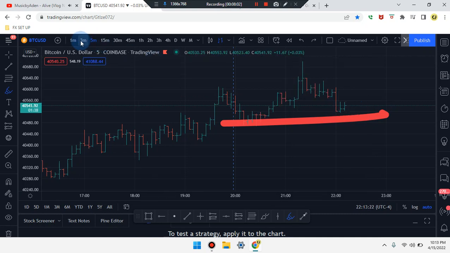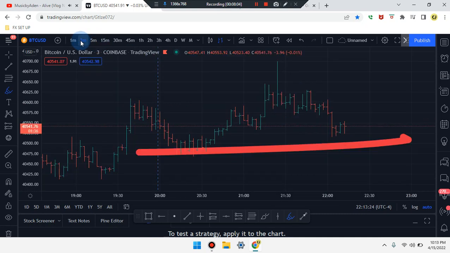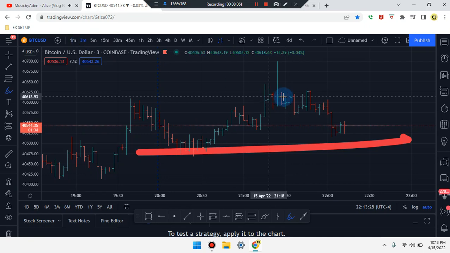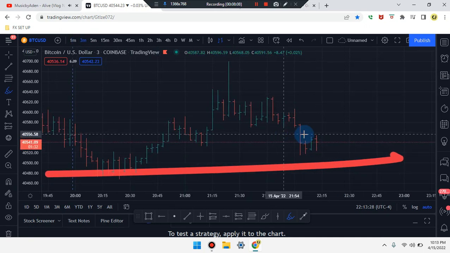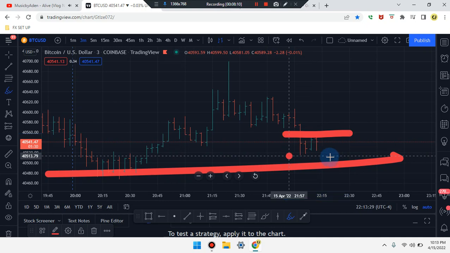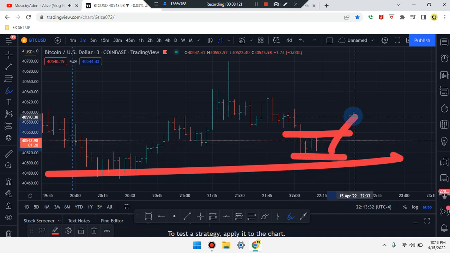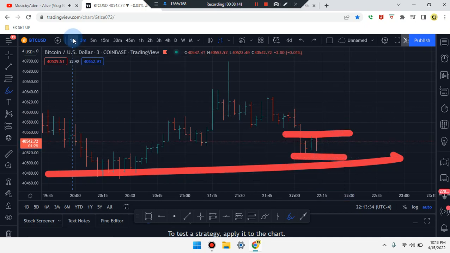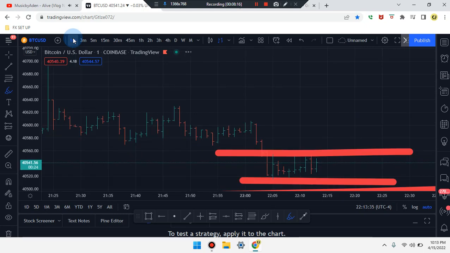Head down to the 3-minute time frame and see what's going on. Price action just consolidating on the 3 minutes. So we look for that engulfing pattern to the upside or downside of that area for that market to push up or push down. Headed down to the 1 minute. Same as well.